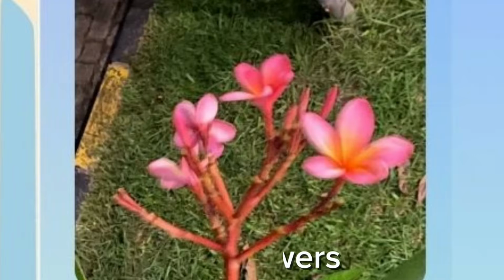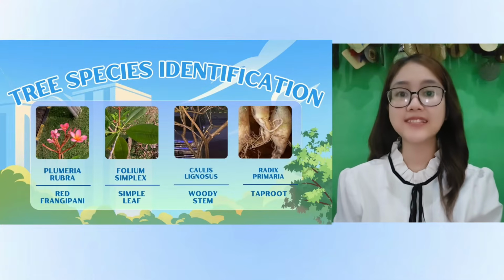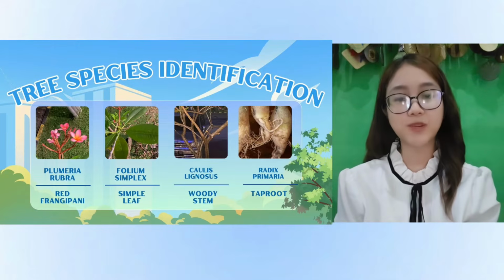Now let's take a closer look at the parts of the red frangipani tree, starting from the top to the bottom. The first part is the flowers, which belong to the species Plumeria rubra. It has streaky white colors and a strong fragrance. Next, we have the leaf, which is classified as folium simplex. This means it is a simple leaf, not divided into smaller parts.